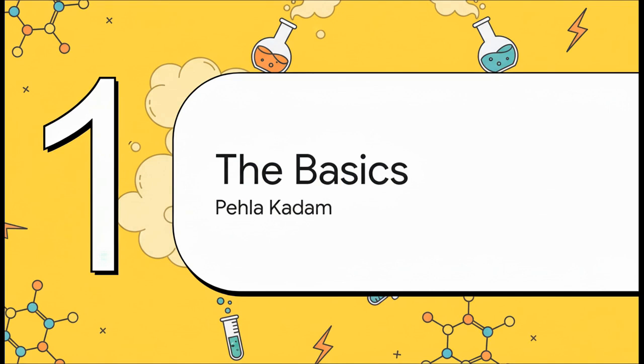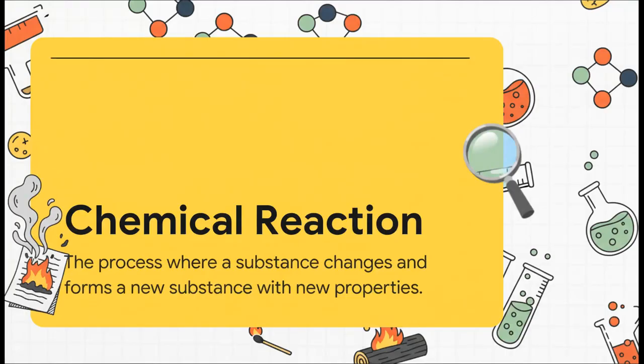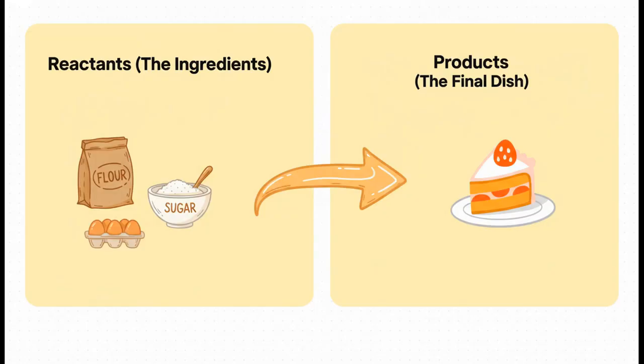Alright, so let's start at the very beginning. Pehle Kadam, our first step. We need to figure out what a chemical reaction even is. Okay, so a chemical reaction is basically a process where some stuff changes and forms completely new stuff with totally different properties. And here's the most important part. It's a permanent change. Like you can't unburn a piece of paper, right? Once it's ash, it's ash. That's a chemical reaction. So every reaction has two main players, the reactants and the products. Just think of it like baking a cake. Your reactants are the ingredients, the flour, the sugar, the eggs. And the products? Well, that's the final dish, the yummy cake you get at the end.